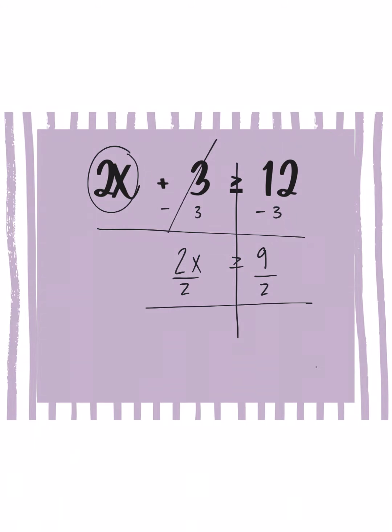In this case, I'm not actually looking for a 0, I'm looking for a 1. 2 divided by 2 gives me 1x, which means I have isolated the variable, and 9 divided by 2 is 4.5.